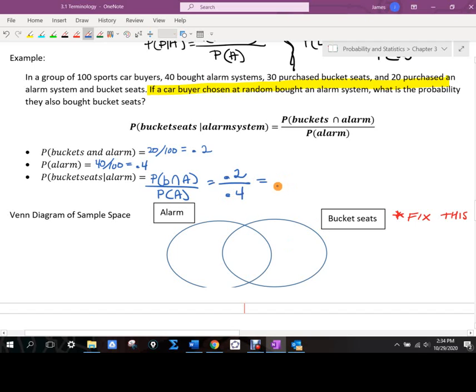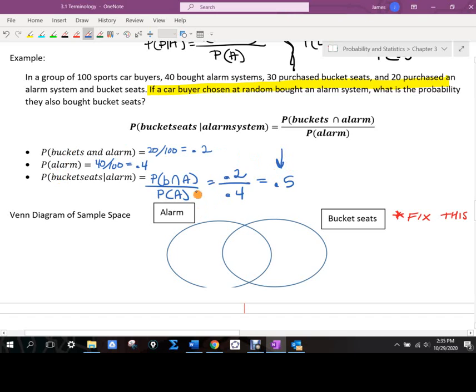What's 2 divided by 4? 1/2, so 0.5. Because of the same place value, we can just ignore the decimal, just 2 divided by 4. If you know the condition, and I ask what's the probability you buy bucket seats, that is going to be a lower probability than this, because I've narrowed the focus. I'm now saying, look at the people that have already bought an alarm system. What's the probability that they also have bucket seats? So 0.5 is that probability.